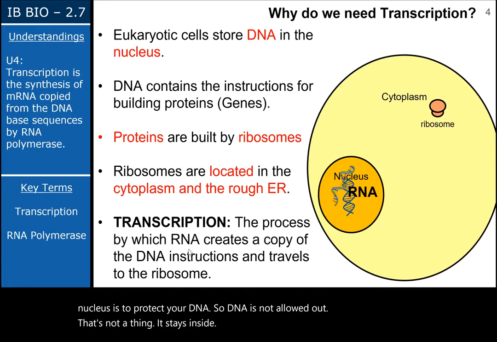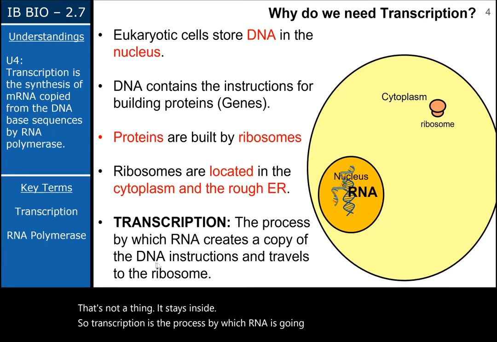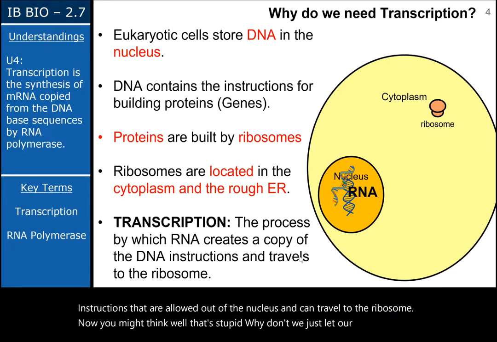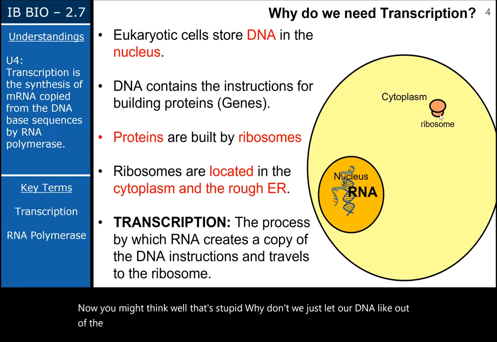So transcription is the process by which RNA is going to create a copy of DNA instructions that are allowed out of the nucleus and can travel to the ribosome. Now you might think, well, that's stupid. Why don't we just let our DNA out of the nucleus and then the ribosome can get it sooner. So prokaryotes, that's how they work, right?